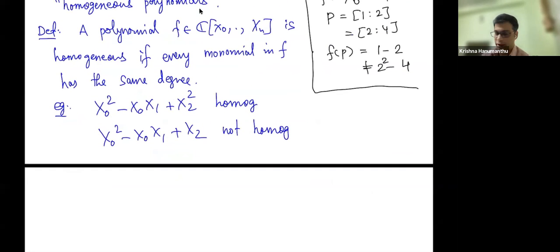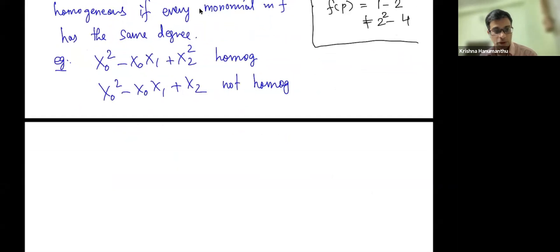Right? So the second one is not homogeneous because you see that the third monomial has degree 1 when the remaining two have degree 2. So now what can we do with homogeneous polynomials?